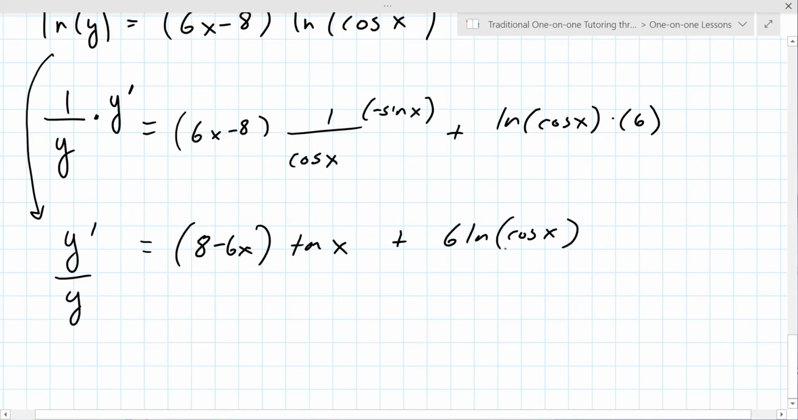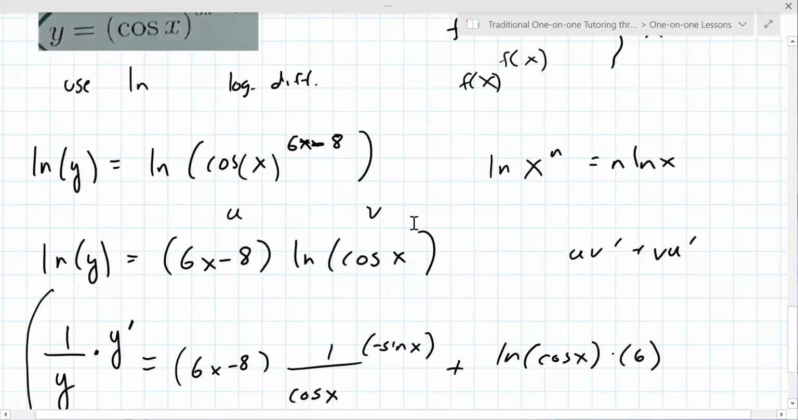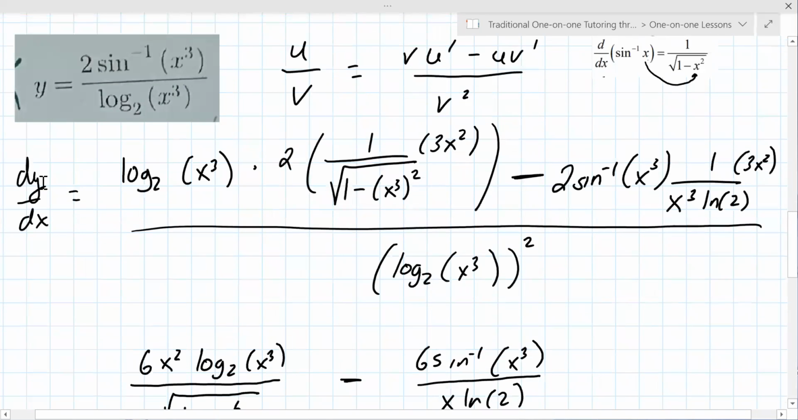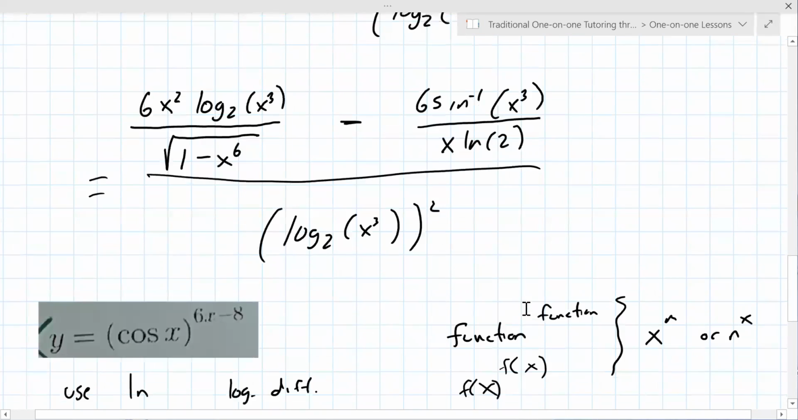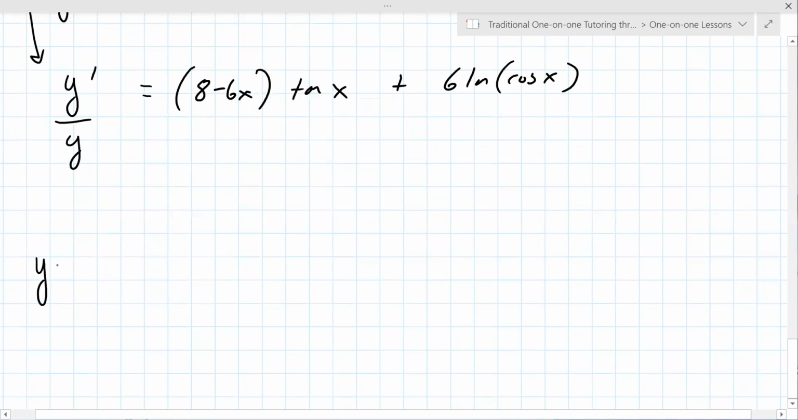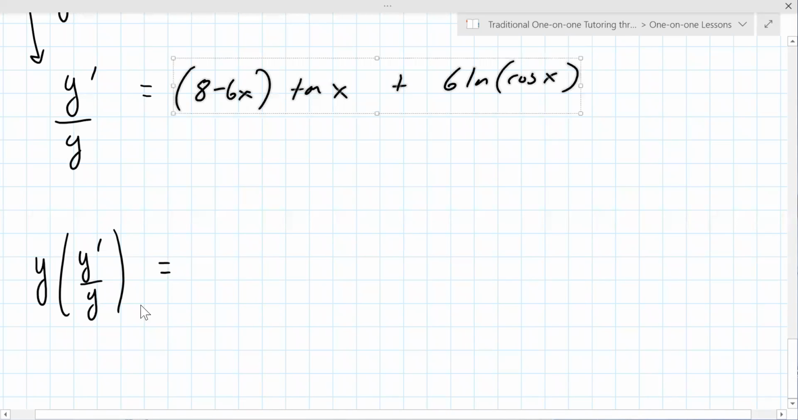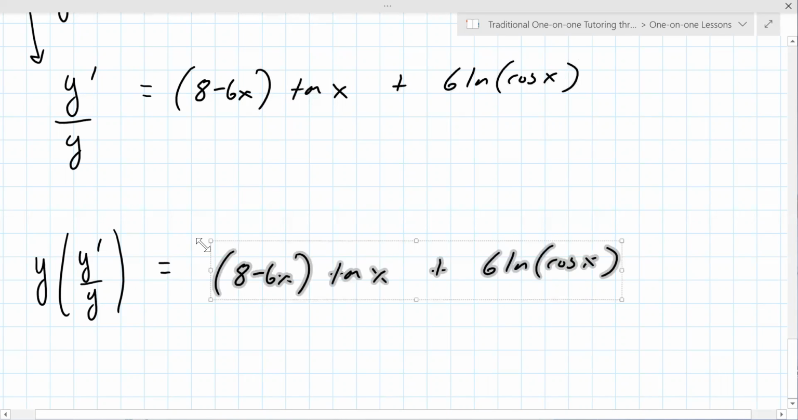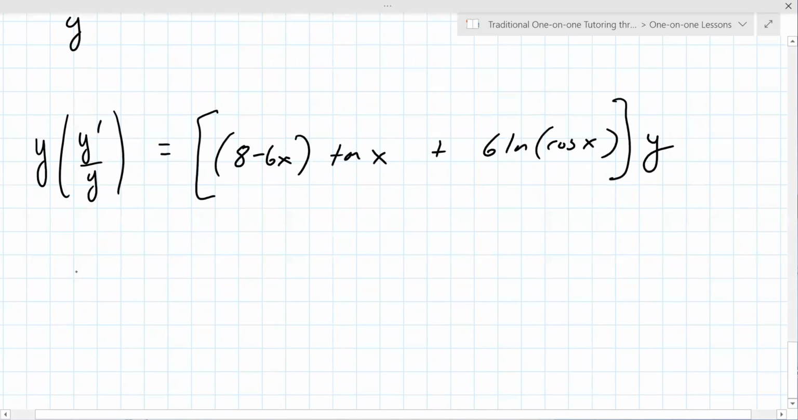Okay, now we're not done, because we have to solve for y prime. If you looked at every single problem I did, it was always y prime or dy dx. So to solve for y prime, you have to multiply both sides by y. I'll just show it here once, because it's worth seeing, but they're all like this. You always end up multiplying both sides by y. So the y's cancel. But you do not leave your answer in terms of y.